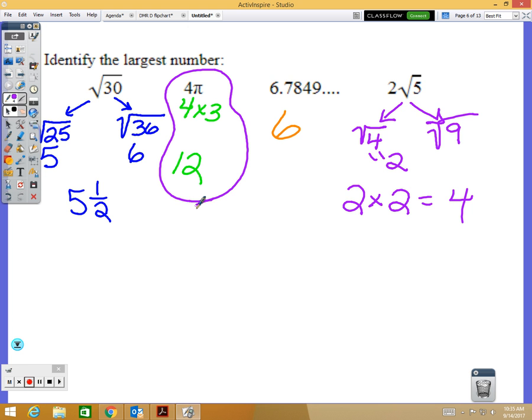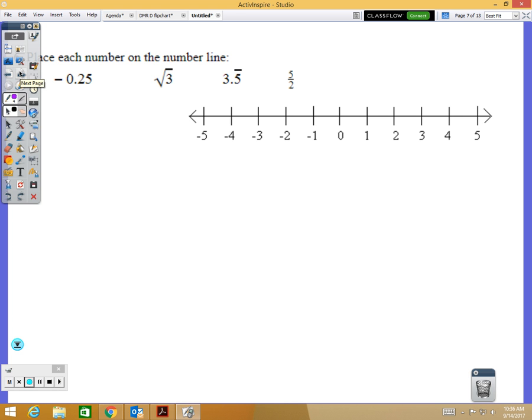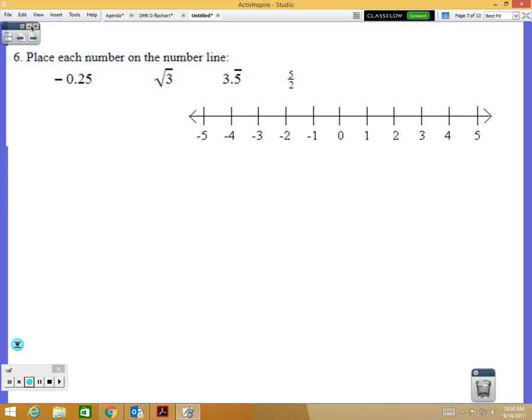Questions on this one? Okay. Question number, is this 6? I can't see. 6, yes.